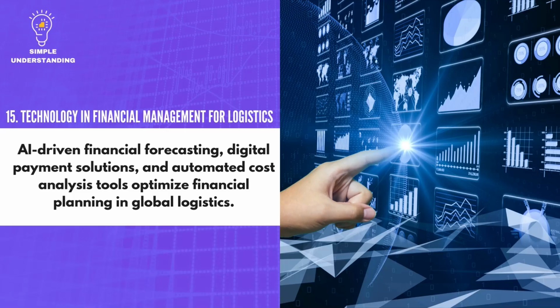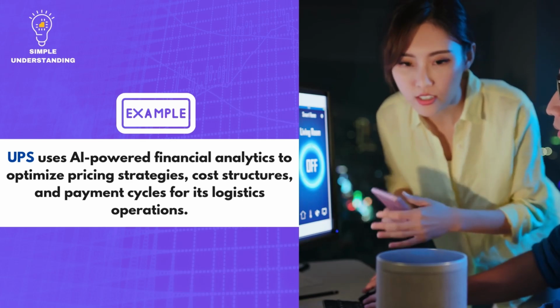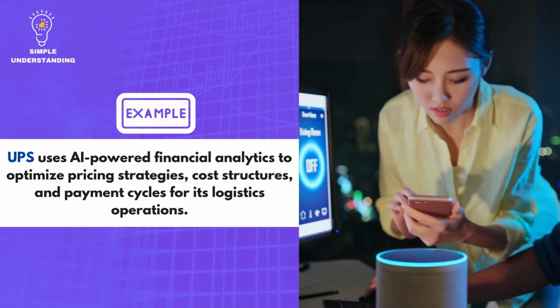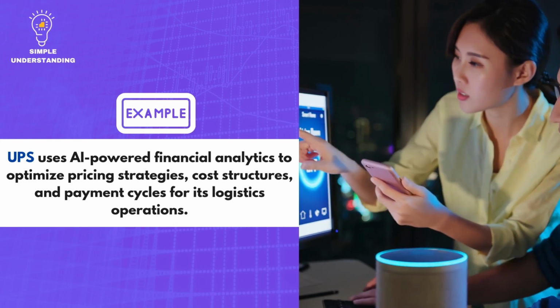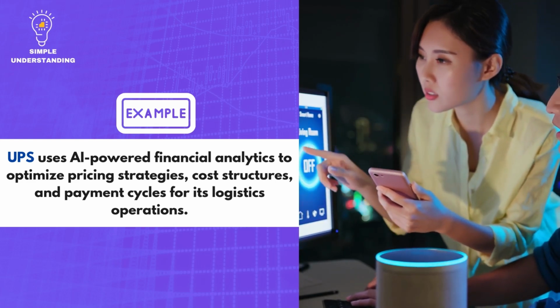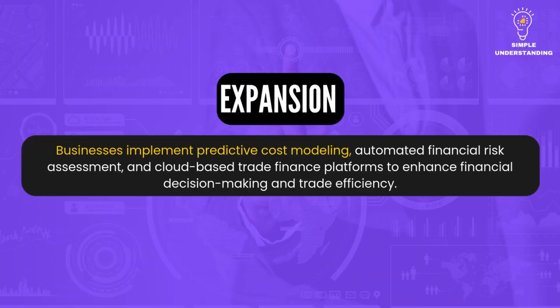15. Technology in financial management for logistics. Explanation. AI-driven financial forecasting, digital payment solutions, and automated cost analysis tools optimize financial planning in global logistics. Real company example. UPS uses AI-powered financial analytics to optimize pricing strategies, cost structures, and payment cycles for its logistics operations. Expansion. Businesses implement predictive cost modeling, automated financial risk assessment, and cloud-based trade finance platforms to enhance financial decision-making and trade efficiency.